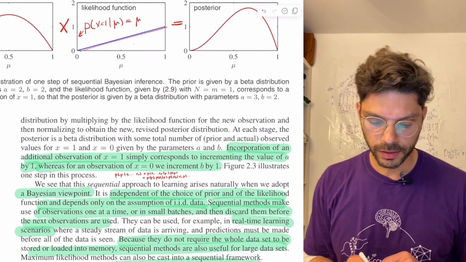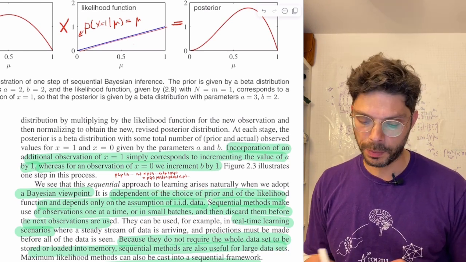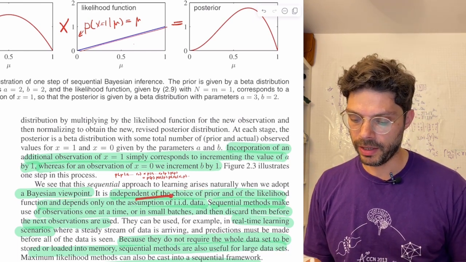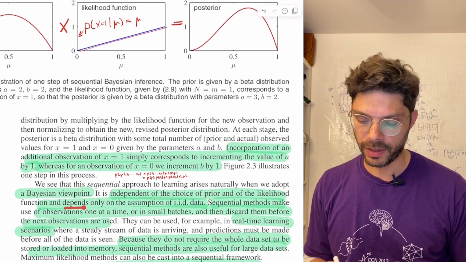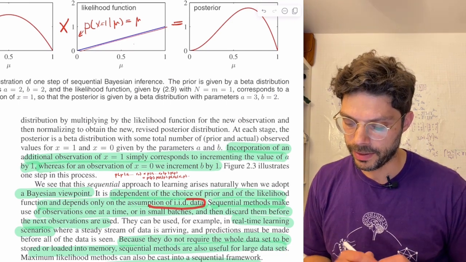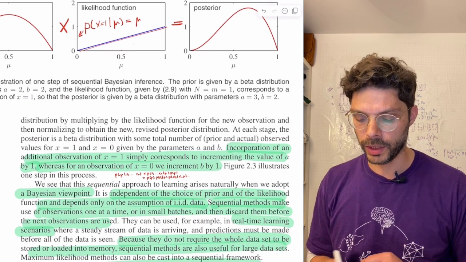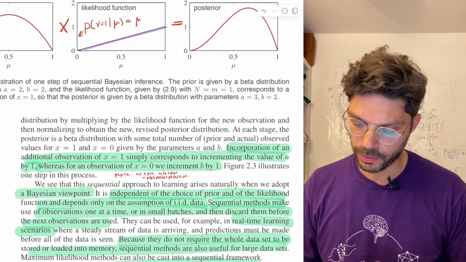Okay, so then he says, we see that this sequential approach to learning arises naturally when we adopt the Bayesian point of view, independent of the choice of prior and of the likelihood, and depends only on the assumption of IID data. I'm not quite sure what he means by that bit. IID means independent, identically distributed. I don't know what he means that it only depends on that, but let's just keep going.